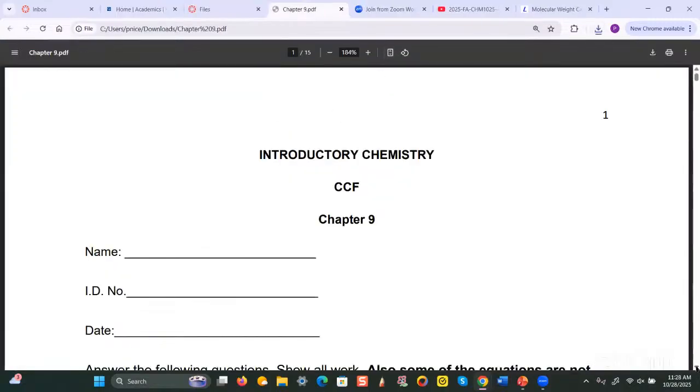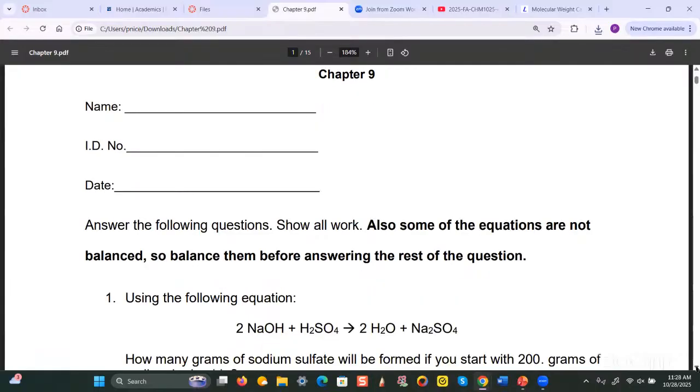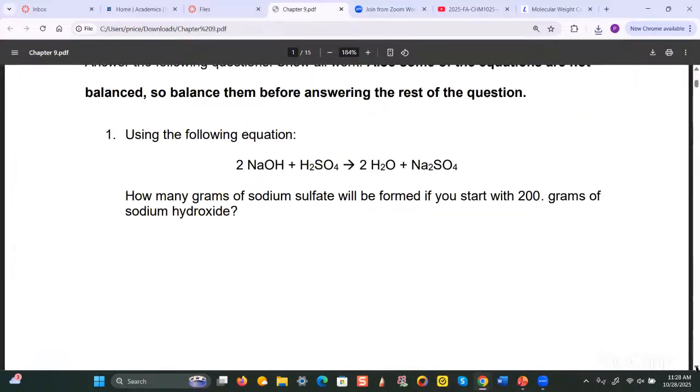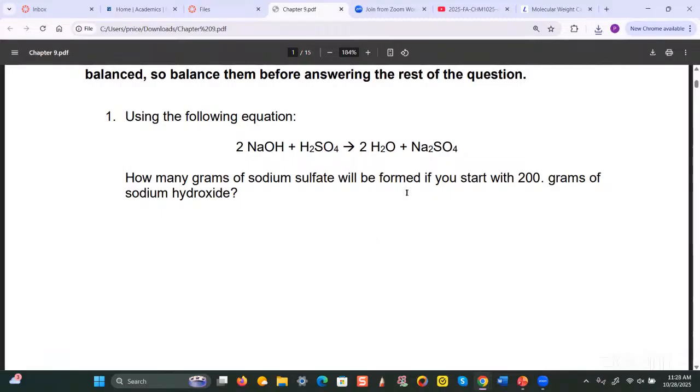All right, so again, remember what I said earlier? Make sure to check that all the equations are balanced before you even start doing the calculation part, right? Okay, so let's hear what you have to say about this problem, based on what we have done so far. Let me get my pen here. Okay, so the question says, how many grams of sodium sulfate will be formed if you start off with 200 grams of sodium hydroxide? All right, and they gave you the equation, which by the way is balanced already.